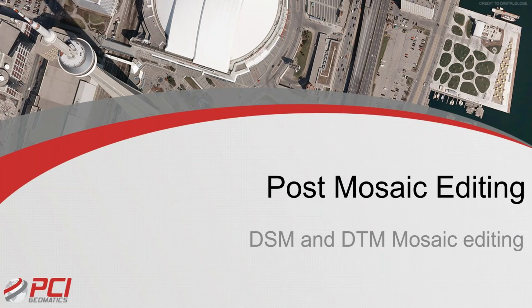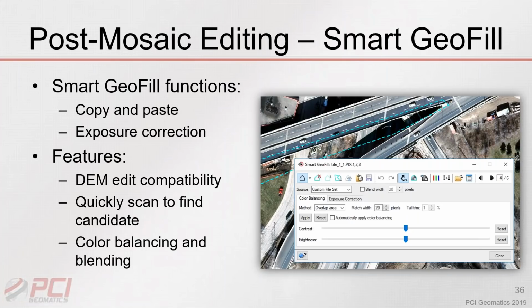So in terms of once the mosaicing is done, as we mentioned at the outset, the technology allows our customers to make interactive edits without having to leave the geospatial realm. So there's no need to necessarily go to Photoshop to make final touch-ups and edits. We have a series of tools, one of which is called the Smart GeoFill tool. It allows you to copy and paste different parts of different images into the final mosaic.